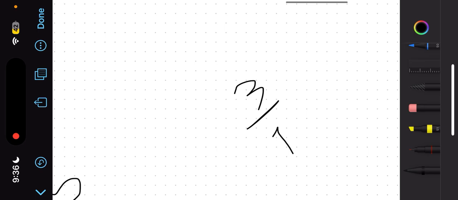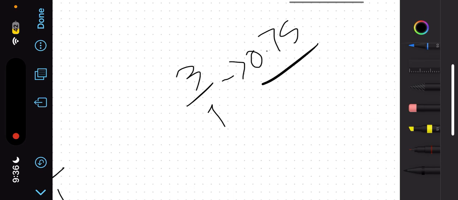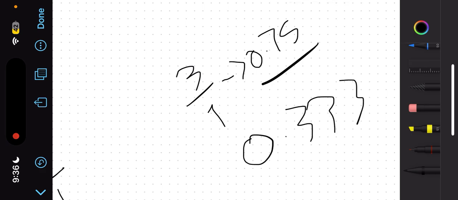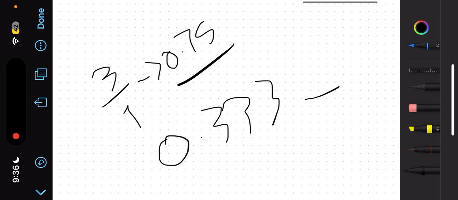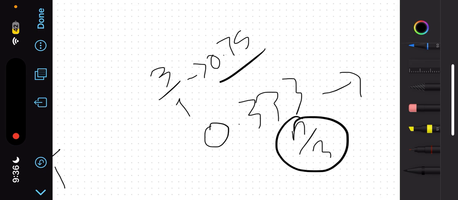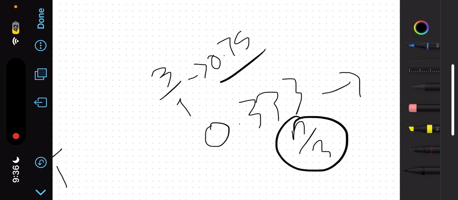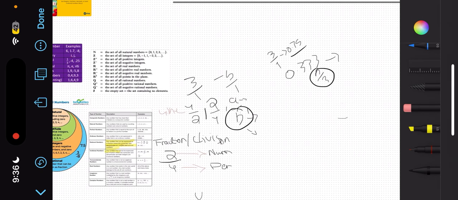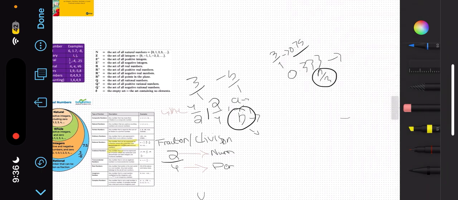Okay, for example, 3 upon 4 is equal to 0.75. Now for example 0.33, okay, it is a repeating decimal, but its main value will be 1 upon 3. 1 upon 3 is also a rational number. So if the number ends or repeats, it's a rational number. Okay, I hope it's clear to you guys.